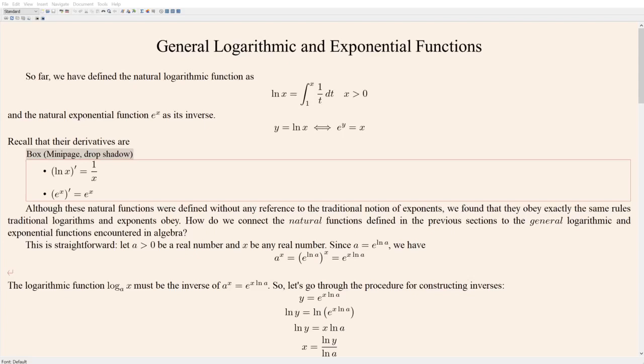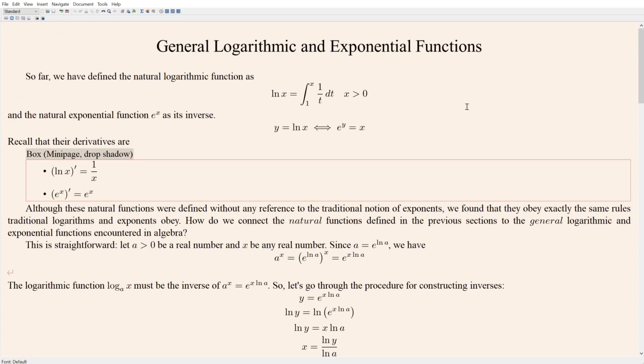So, let's finish up our discussion of general exponential and logarithmic functions. Recall, we have defined the natural logarithmic function in terms of a definite integral, as follows. The natural exponential function is defined as being this guy's inverse. So, the natural exponential function is defined by way of this relation. If y is equal to the natural log of x, then that means e to the power y is equal to x.